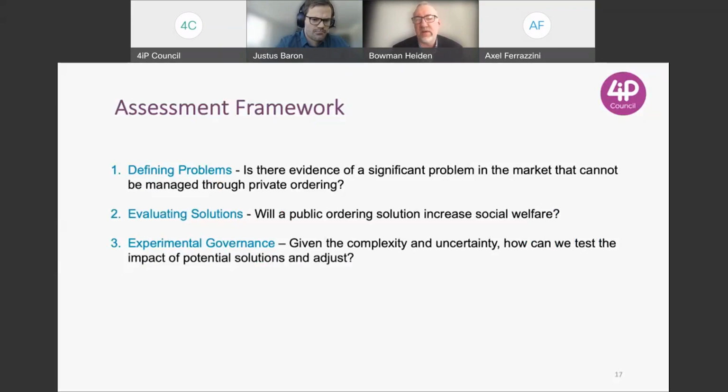So we ask very simple questions. Is there evidence of a significant problem in the market that cannot be managed through private ordering? When it comes to solutions, will a public ordering solution increase or decrease social welfare? What will be the impact of the solution? And given the complexity and uncertainty of the outcome, how can we test the impact of potential solutions and adjust in a meaningful and expeditious way? So just with these basic questions as a framework, we then dig into a lot of the complexity.